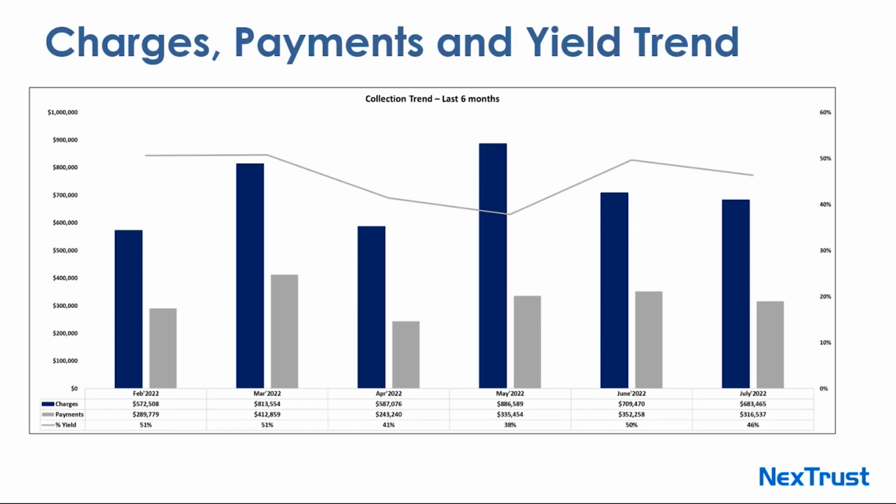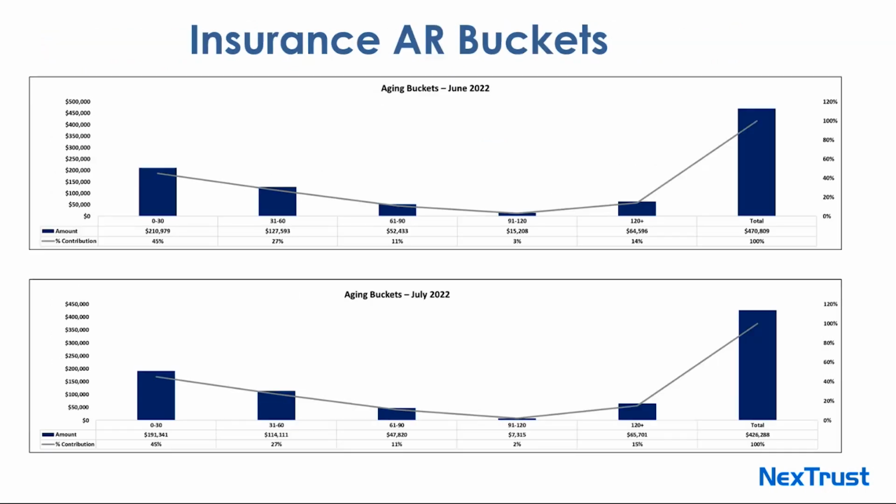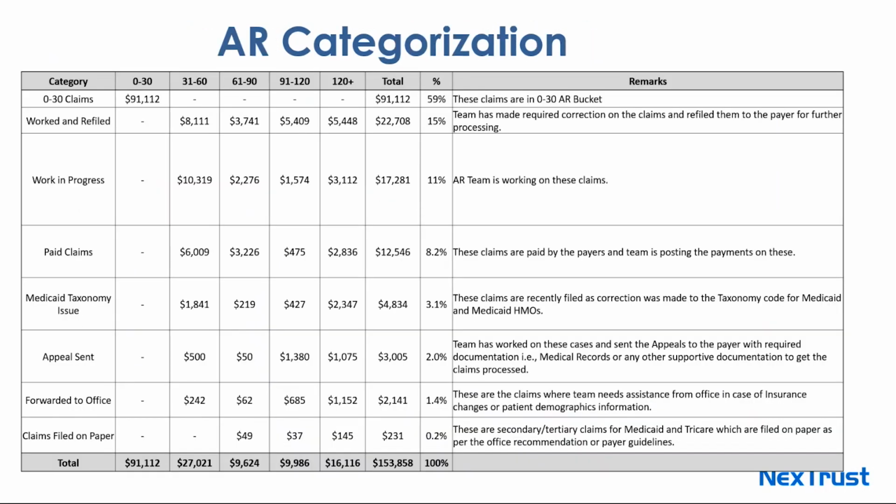The next few are pretty self-explanatory. I'll just give the names of them here. Your charges, payments, and yield trends over the last 6 months. So are the charges going up or the payments going up? We have insurance AR buckets and aging. Different AR categorization depending on the practice and what's important to you.